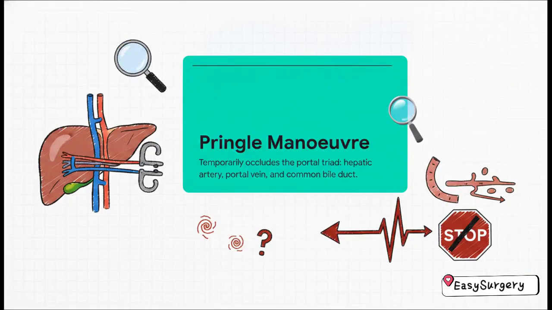Now, another incredibly testable pearl is the Pringle maneuver. This temporarily occludes the portal triad. Basically, you're clamping off the hepatic artery, the portal vein, and the common bile duct. This completely stops the inflow of blood to the liver. But here is the massive clinical pearl. If the bleeding continues profusely, even after a successful Pringle maneuver, you know right away the bleeding is not coming from the inflow. You must immediately suspect an outflow issue, specifically a retrohepatic vena cava or hepatic vein injury.